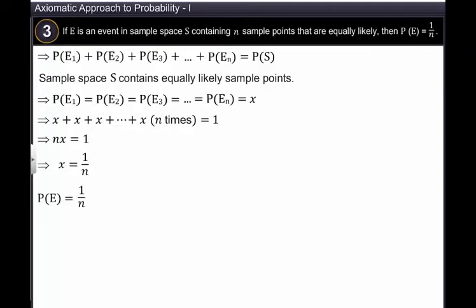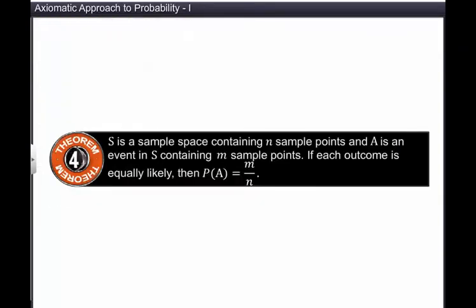S is a sample space containing n sample points, and A is an event in S containing m sample points, if each outcome is equally likely. Then P of A is equal to m divided by n.